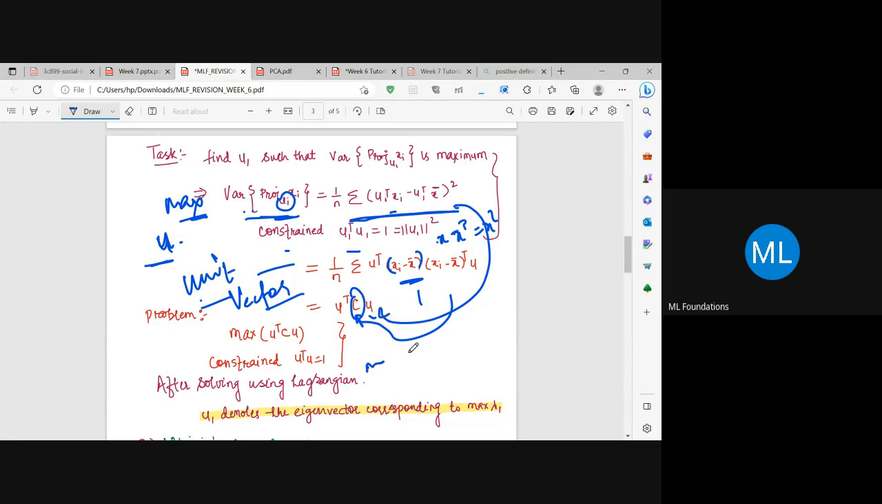So if you have been given directly to maximize this variance, this is an optimization problem itself. The optimization problem can be written in this form, or maybe in this form. So you have to maximize this and get the u, and the constraint is u transpose u equals 1. That means that the vector should be a unit vector.